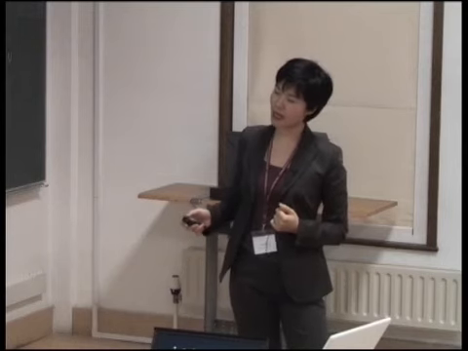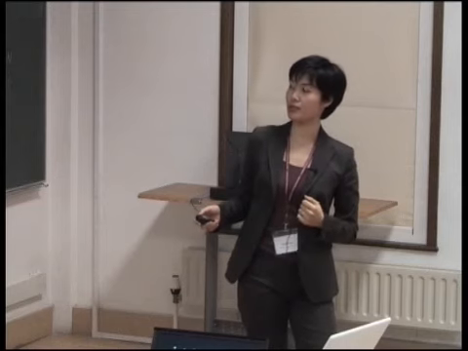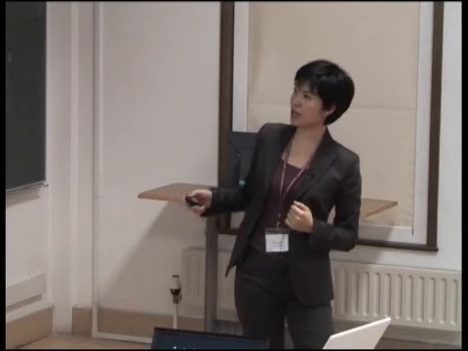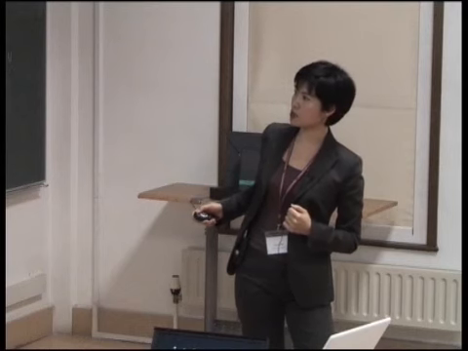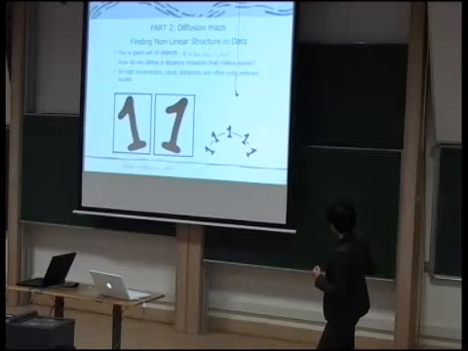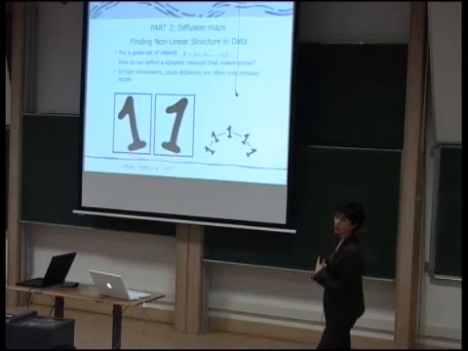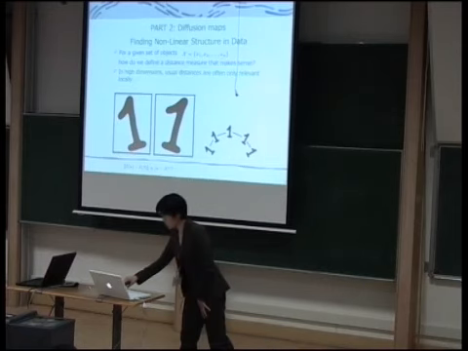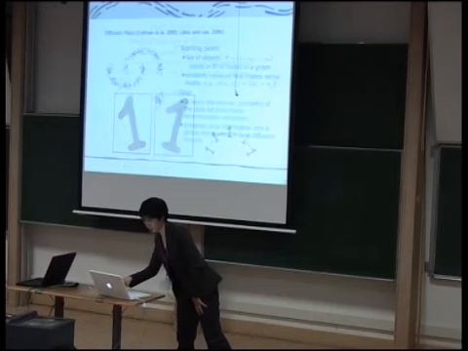Well, imagine now that we have several instances of this digit, and that the parameters that control the variability are sufficiently sampled. In that case, we may be able to learn the global structure by integrating overlapping patches of Euclidean geometry. And this is exactly what we do in diffusion maps.